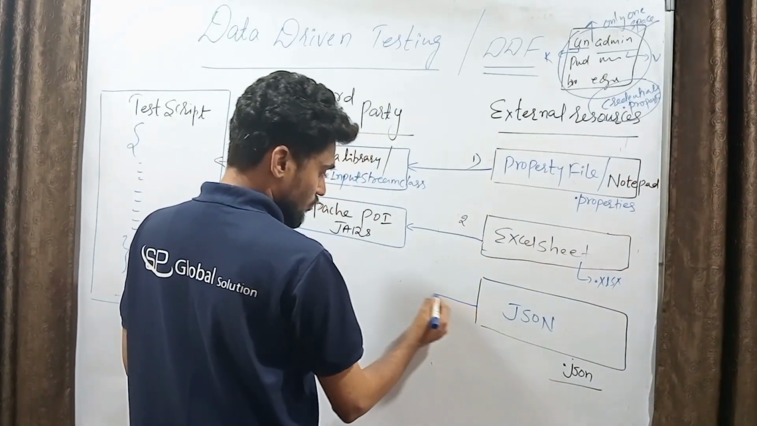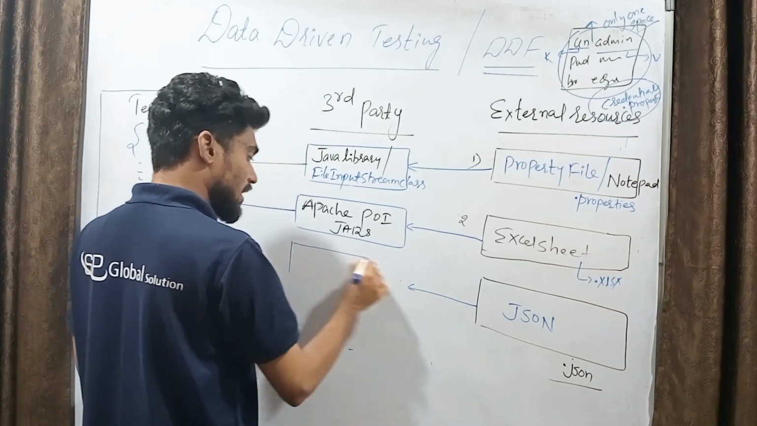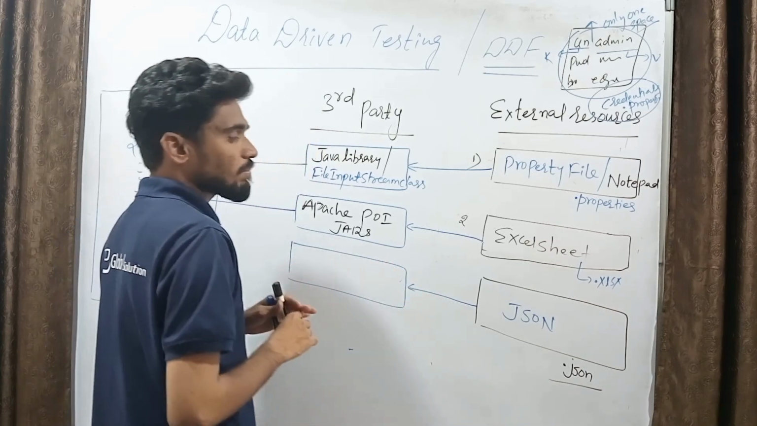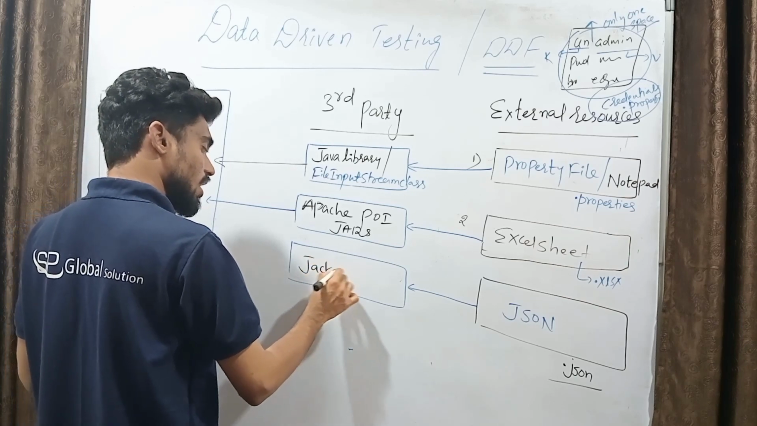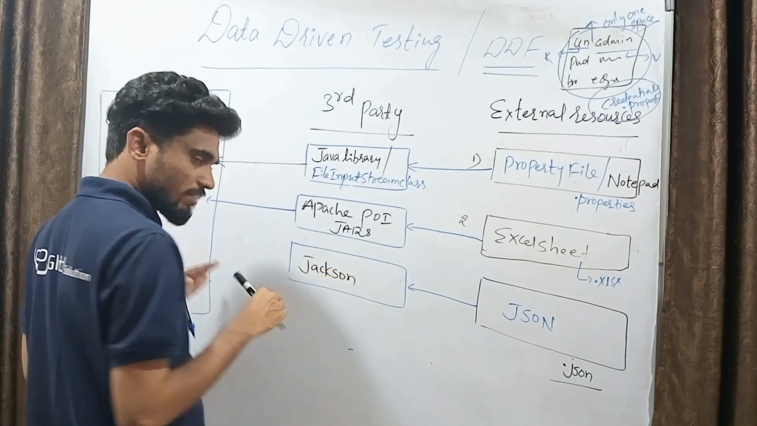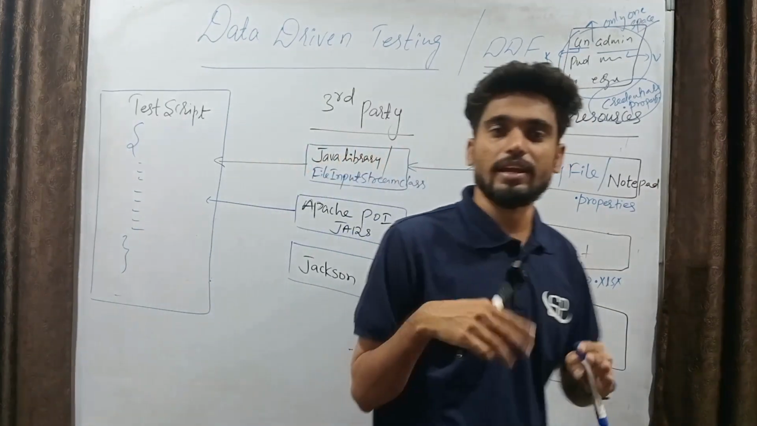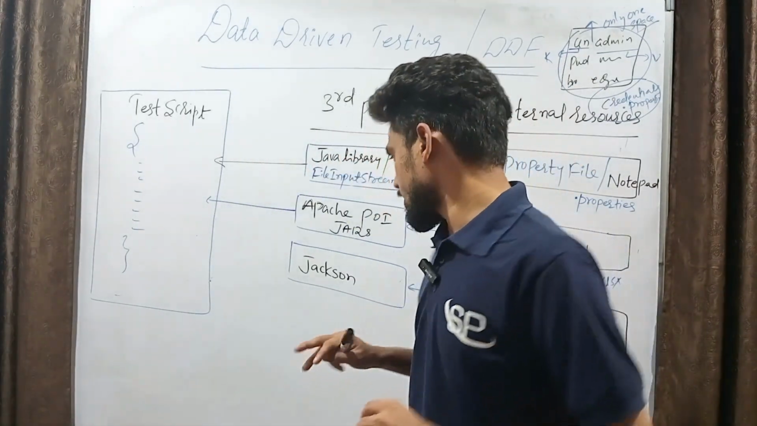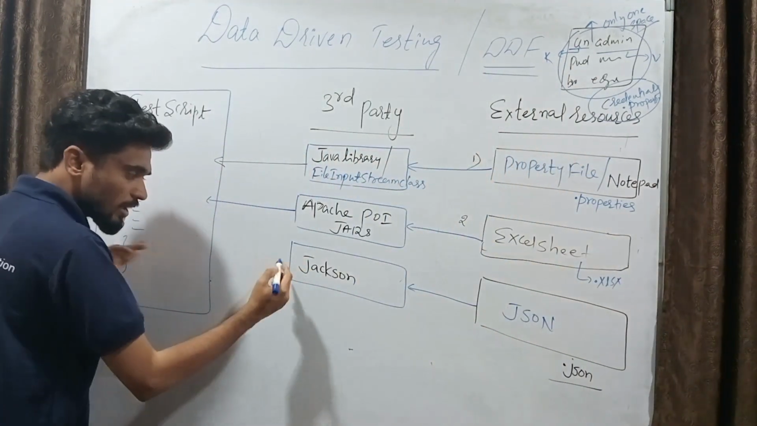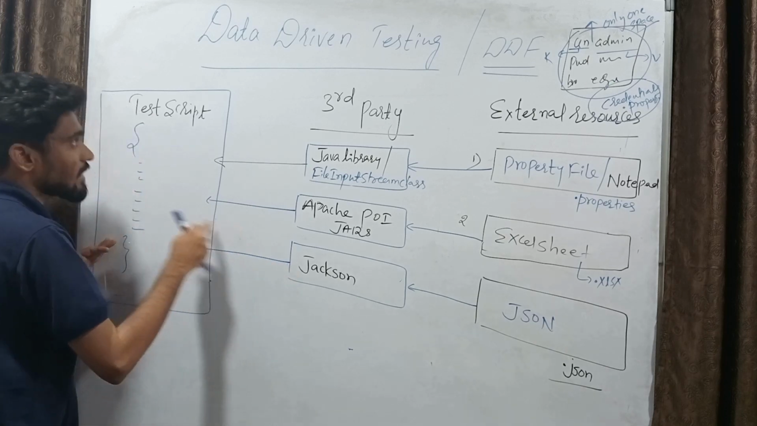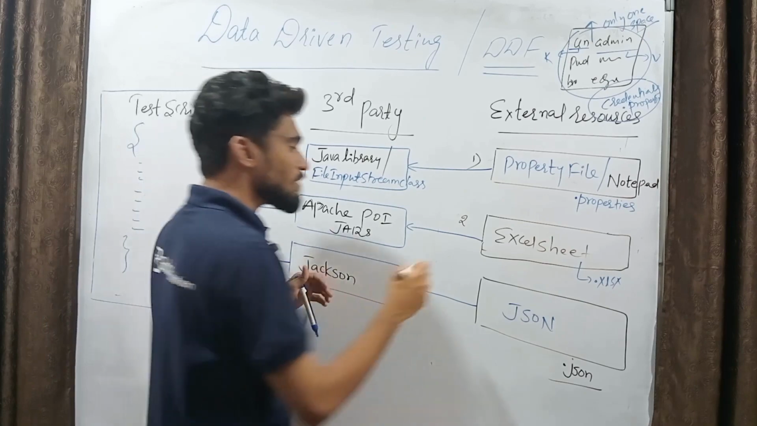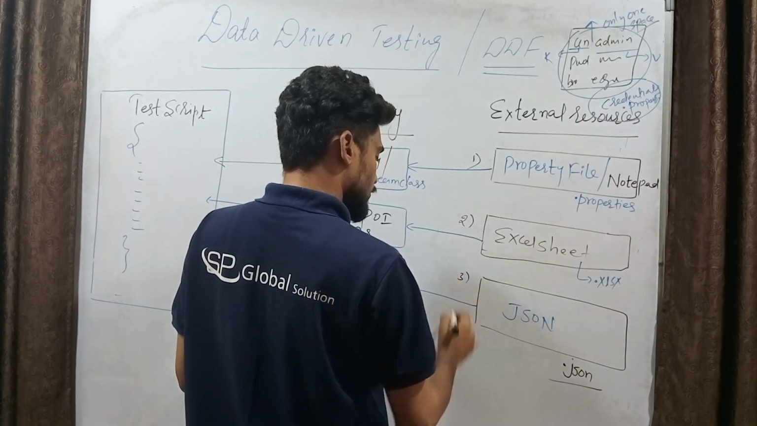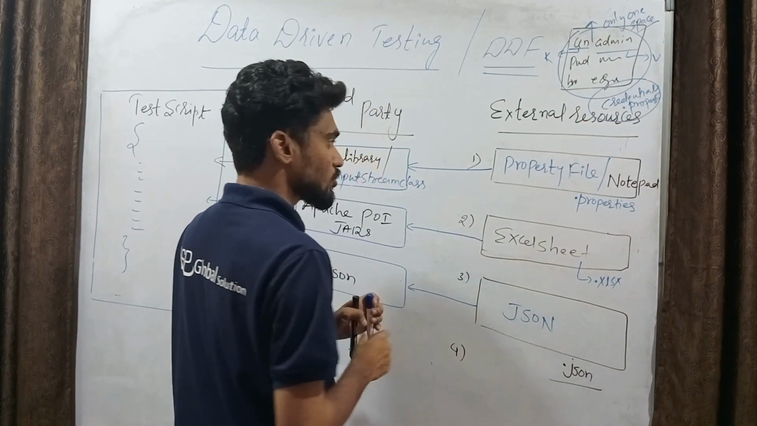Yes. Now observe. So I am using a third party here. What is the name of the third party, sir? The third party name is Jackson. Actually, it is a parser. We will have two parsers. One is Jackson and the second one is JaxRS here. Now observe. And from here, we can easily call the data inside the test script. Are you understanding? Yes.